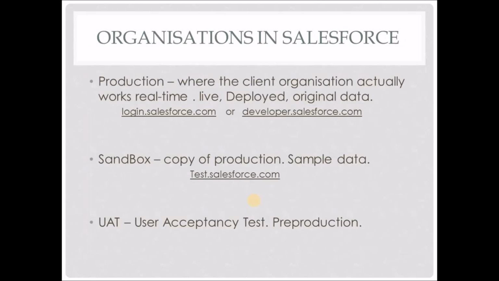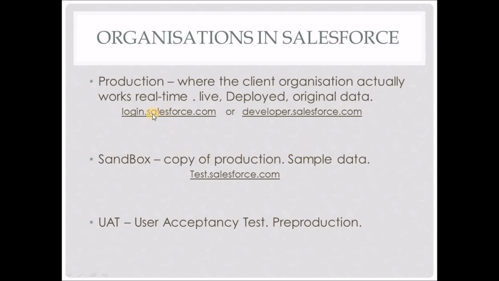Now the various organizations in Salesforce. The first organization is production. This is the real-time organization where the actual work happens. It has the real data and it is in a deployed state. You cannot make changes in production because there is a lot of real-time data which contributes towards major revenue for a company. So to make changes, developers use another organization called Sandbox, which is an exact copy of production, but it has sample data instead of original data.